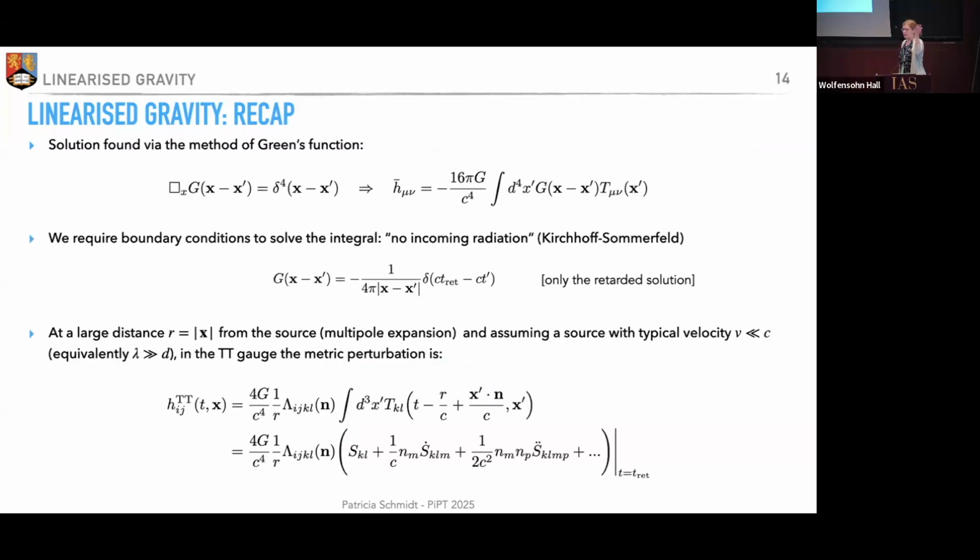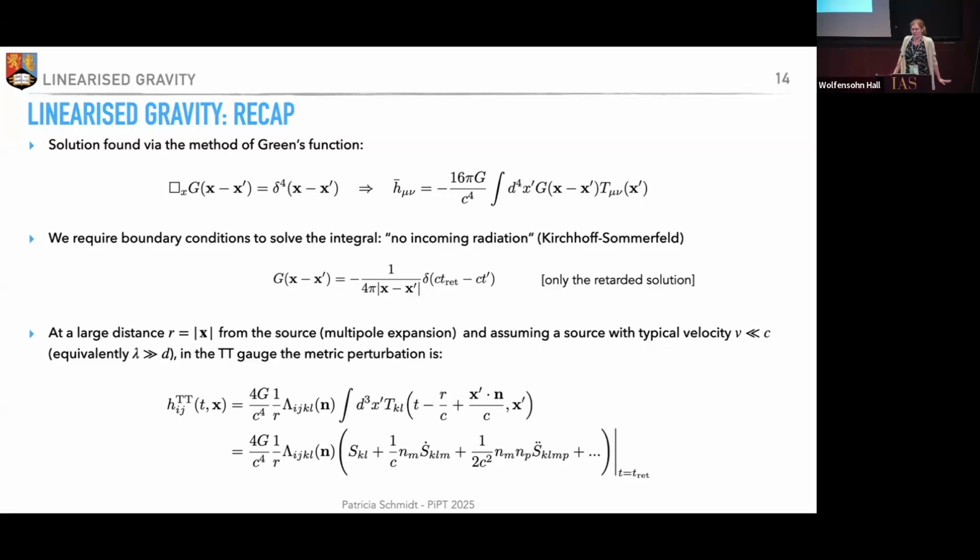Nothing's changed. Now you want to solve the wave equation. You all know how to do that. Method of Green's function, right? So we plug it in here. Matthias showed you also this already this morning. And in particular, if you get your boundary conditions right, you'll see the only solution is going to be the retarded solution to that, which essentially just tells you you're considering a source that has no incoming radiation in the infinite past. And they are also known as the Kirchhoff-Sommerfeld boundary conditions here.